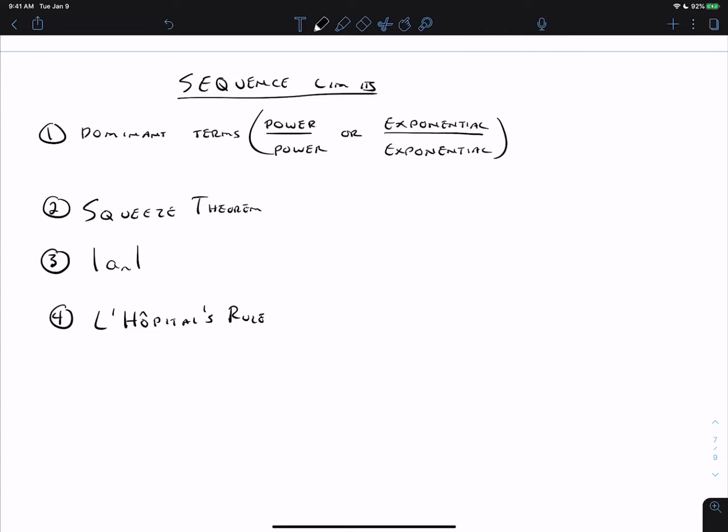These definitely require practice. In the next video, we'll talk about sequences that are bounded and monotonic, how to show that, and how that relates to sequence convergence.